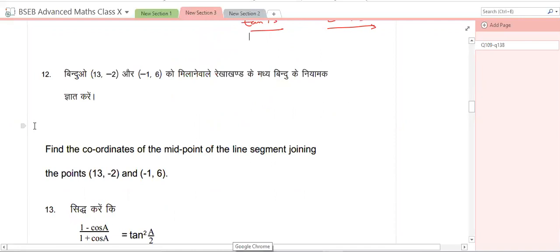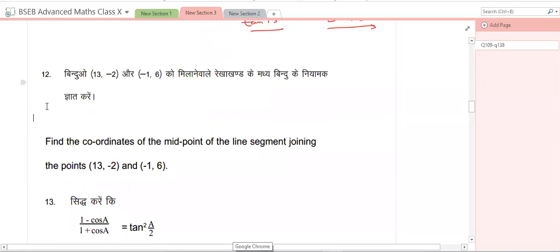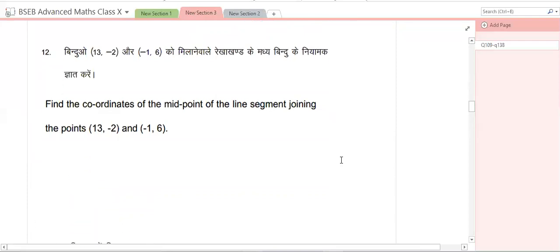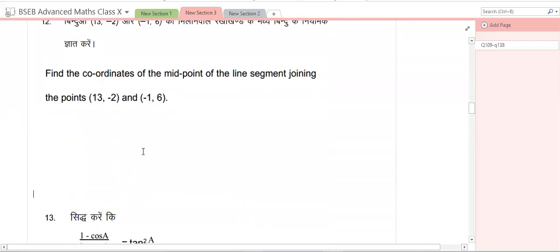In question 12, find the coordinates of the midpoint of the line segment joining the points 13, minus 2, and minus 1 and 6. So we want to find the midpoint. So we have a points which are 13, minus 2, minus 1 and 6. Not necessarily like this, but trying to find the midpoint.